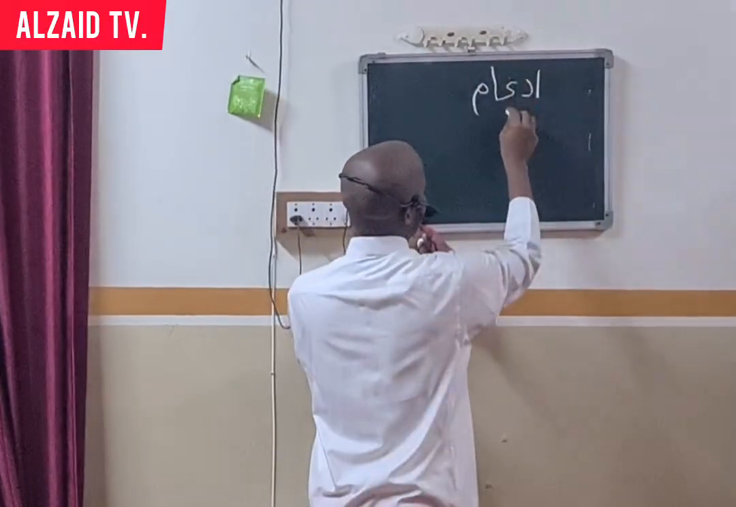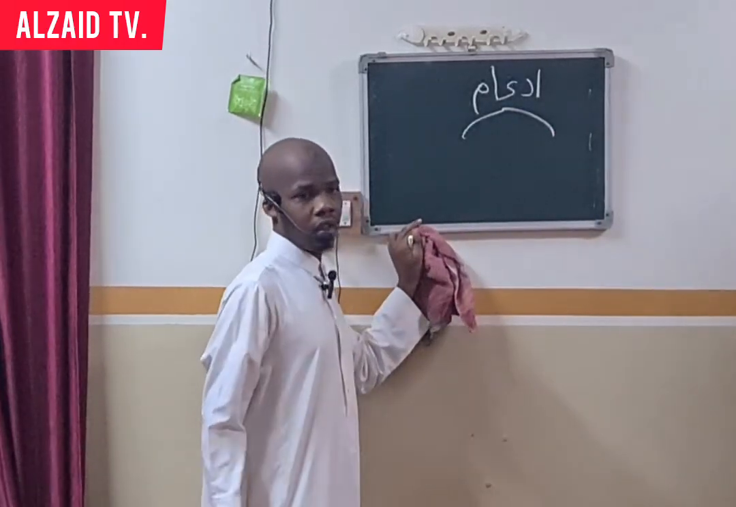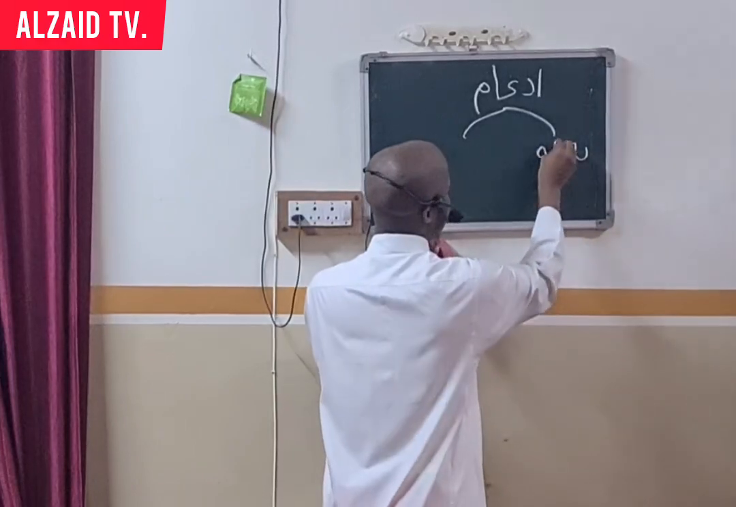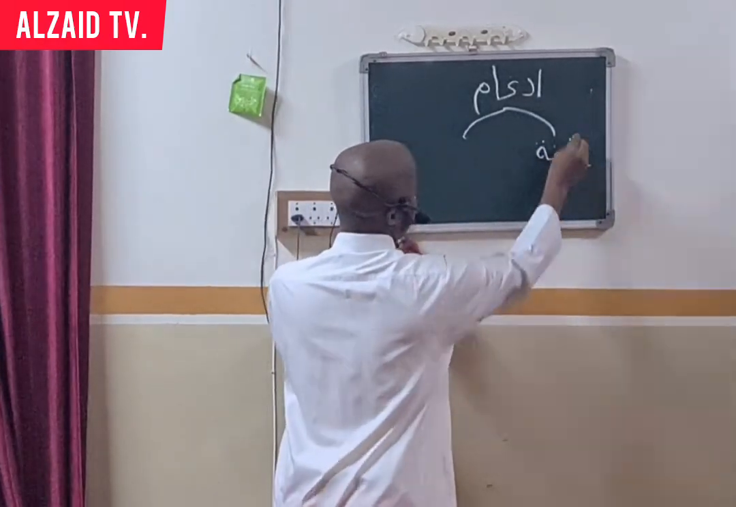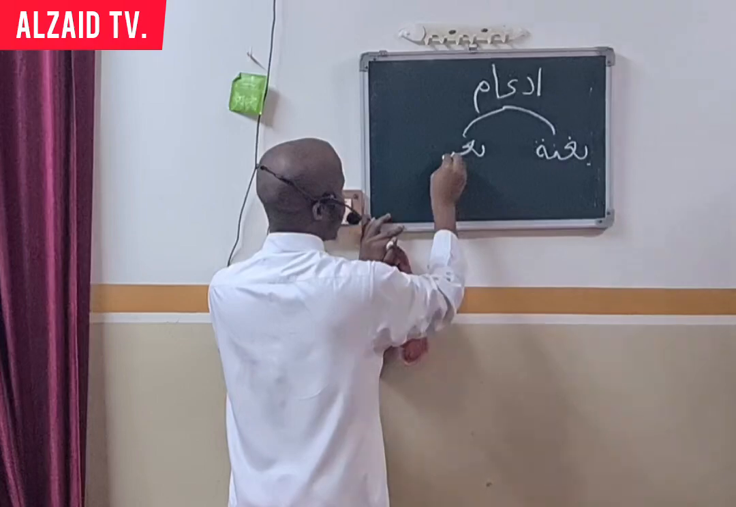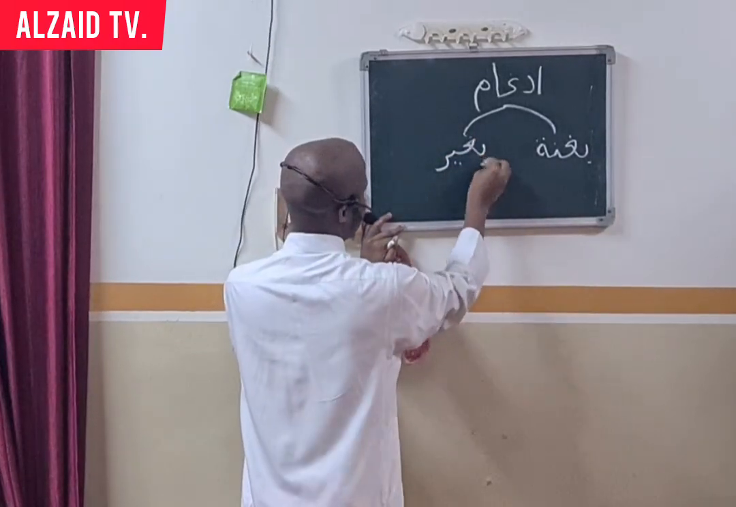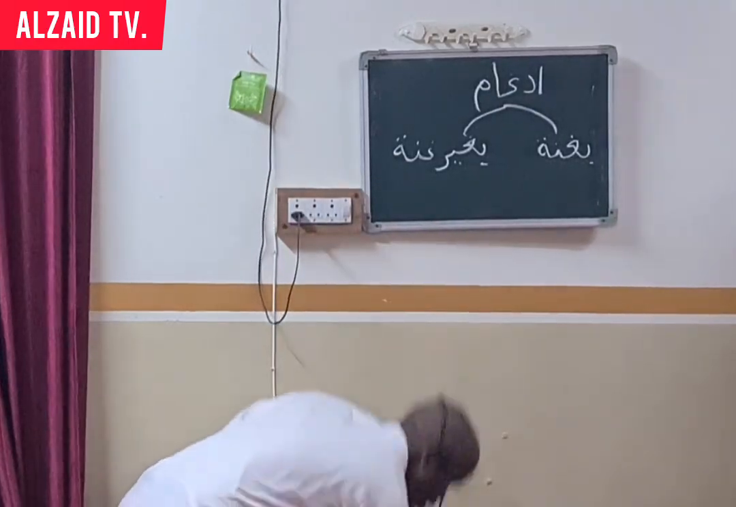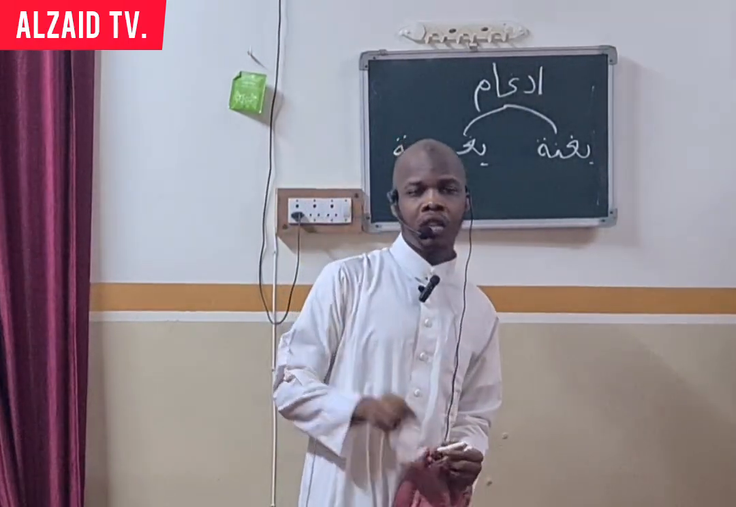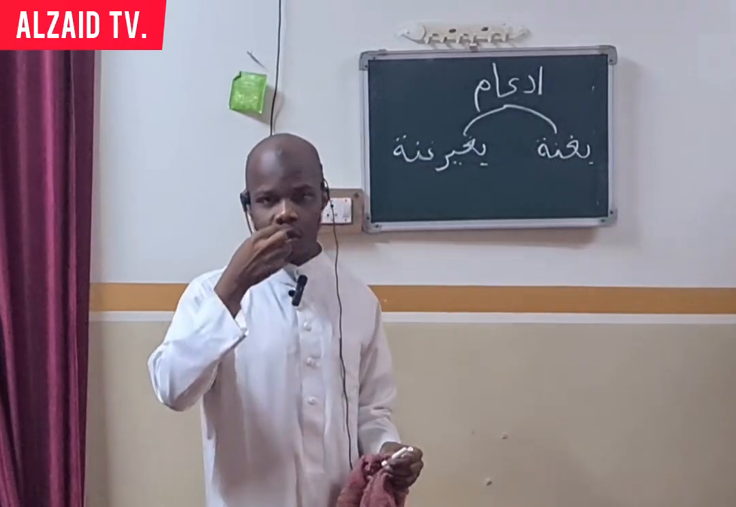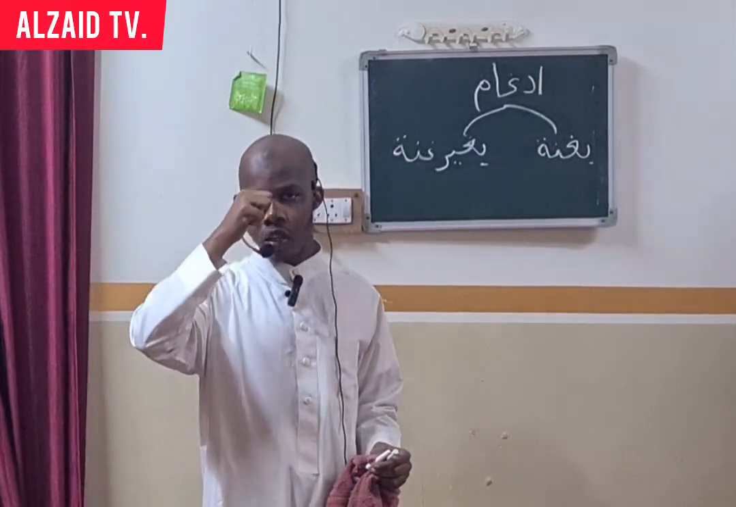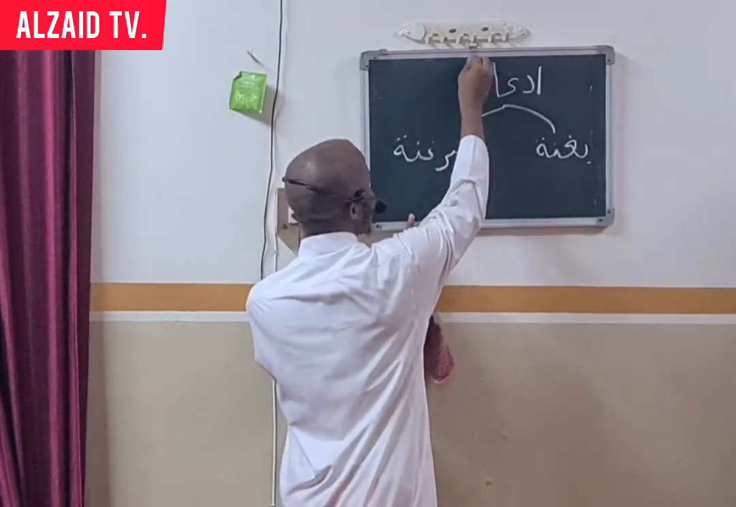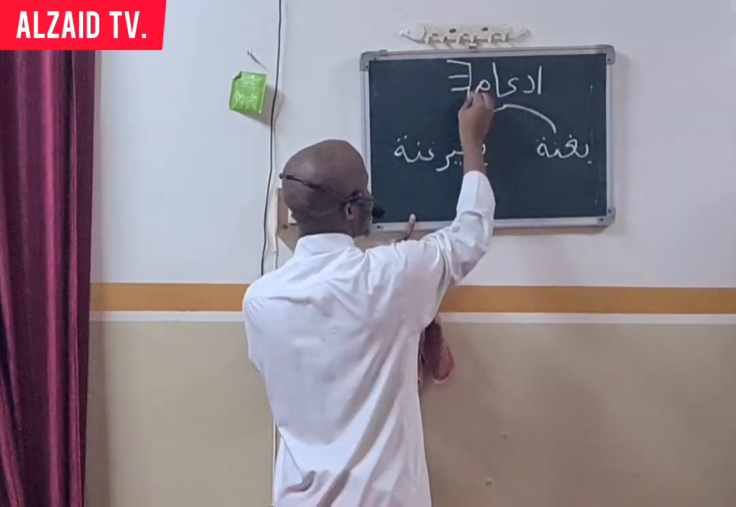Idgham is divided into 2. Idgham bi gunna and idgham bi ghayri gunna. Last week we said that gunna is a sound that comes from the khayshum. It is just a sound that comes from your what? Nostril. Then this idgham also has 6 letters, 6 alphabets.